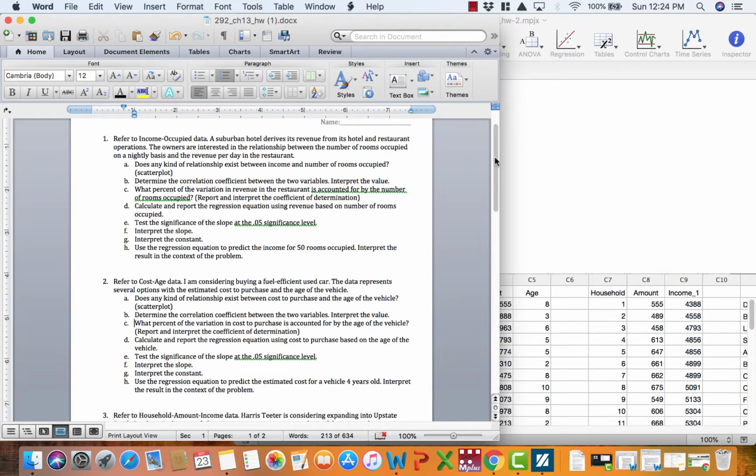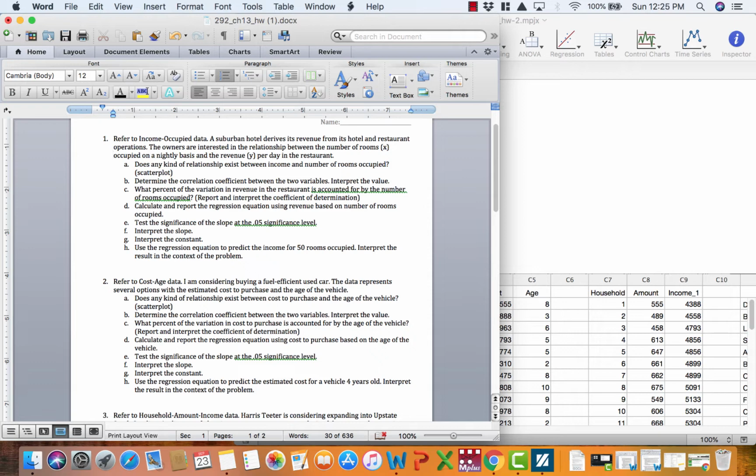A suburban hotel derives its revenue from its hotel and restaurant operations. The owners are interested in the relationship between the number of rooms occupied on a nightly basis and the revenue per day in the restaurant. Before we get started, let's think about what's our X and what's our Y. What do we want to predict? Here we want to predict revenue, so that's going to be our Y, and the number of rooms occupied will be our X. Usually when it comes to the quiz and the exam especially, I try to make it abundantly clear what is being predicted or explained.